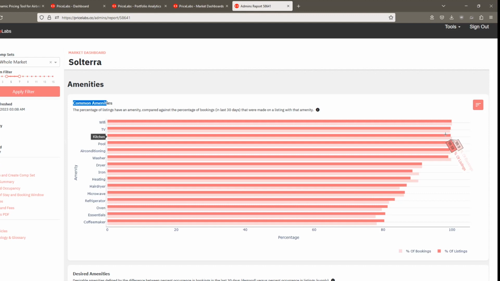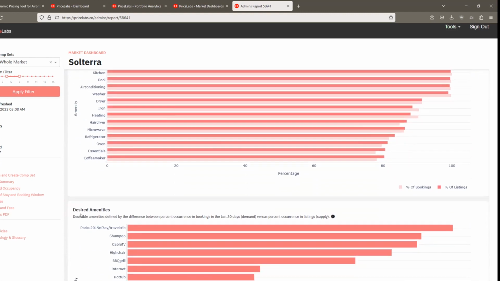The second one is saying, what is the demand? So it's saying 99.9% of bookings are happening on a property that has a kitchen. So those 0.4% of listings that haven't listed kitchen as an amenity are hardly getting any bookings, which is not a surprise. If somebody shows up to book, the assumption would be that there's a kitchen, but if you haven't listed it, they'll still want to question it.